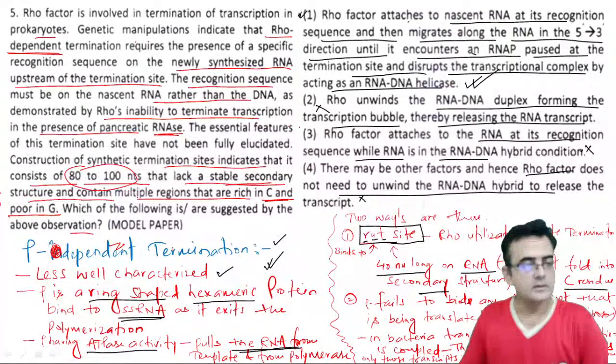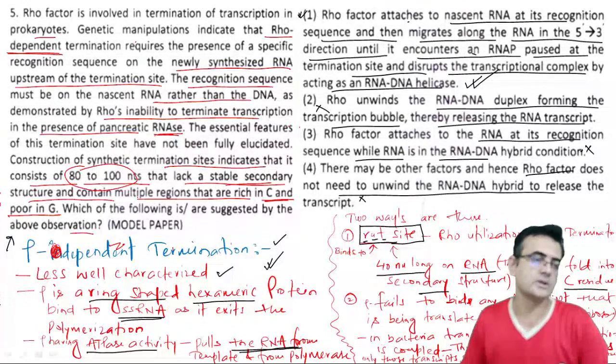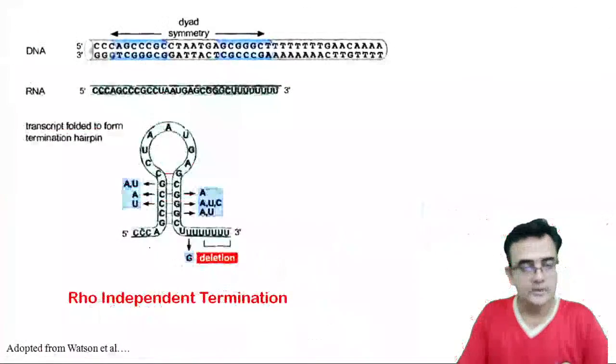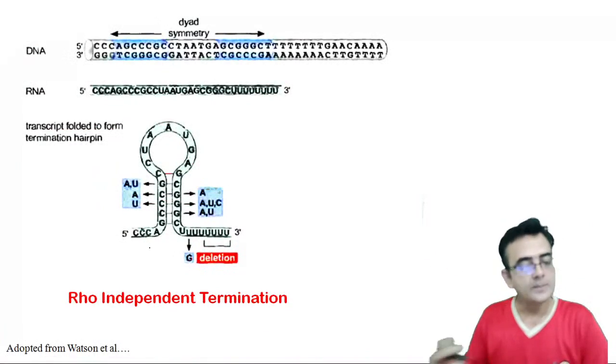Whatever things related to rho dependent termination they said in the description of question 5 are correct. I have written some more information about rho dependent termination here. But apart from that, we should also have knowledge about rho independent termination. So this is rho independent termination, which is opposite to rho dependent termination.